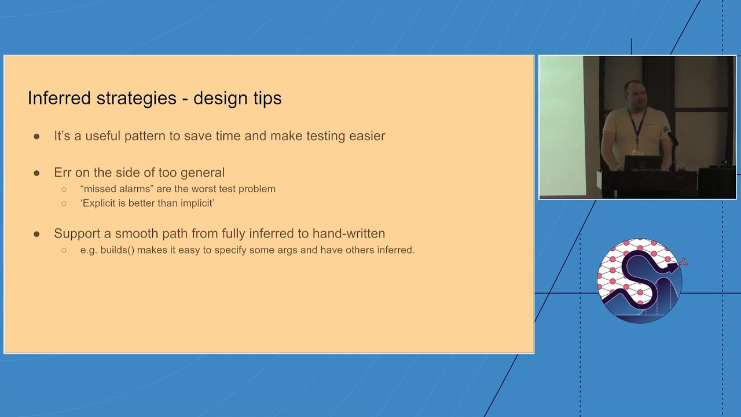Has anyone here had a bug where you had a test for it, but the test didn't catch the bug? Yeah, a few of us. And the last tip is that in hypothesis, we're very careful to make sure that you can always customize anything that's inferred by passing in just the arguments that you care about and inferring the rest. I think that's a really important part.